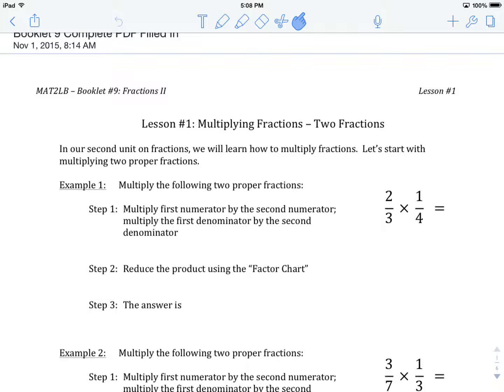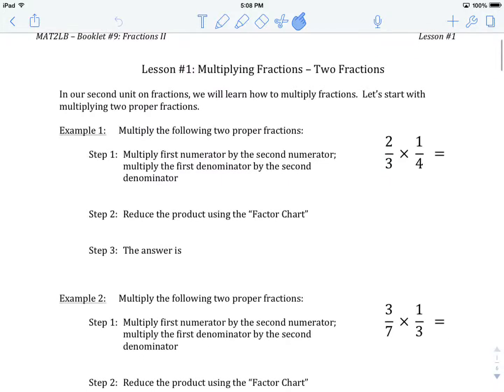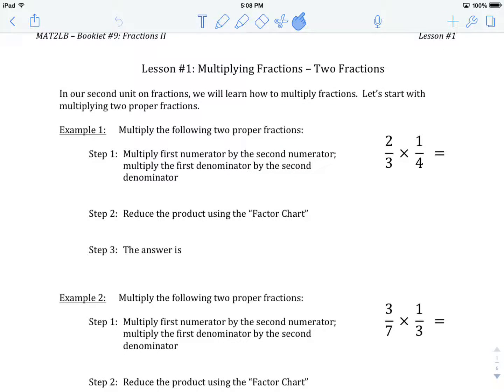So here we are, starting our second unit on fractions. In the rear view mirror, we've got parts of fractions, equivalent fractions, adding and subtracting fractions. So moving forward, most of the new material is in here in fractions part 2, and we're going to start by multiplying fractions.